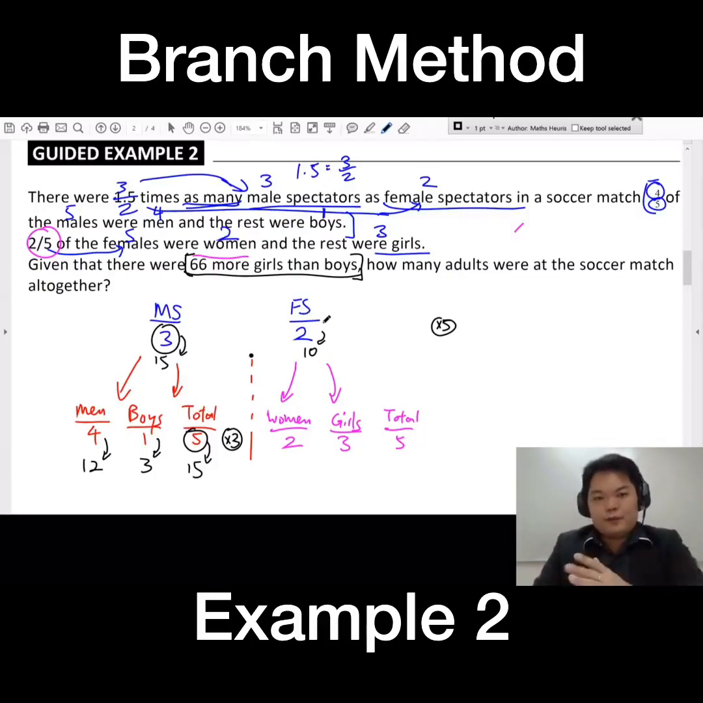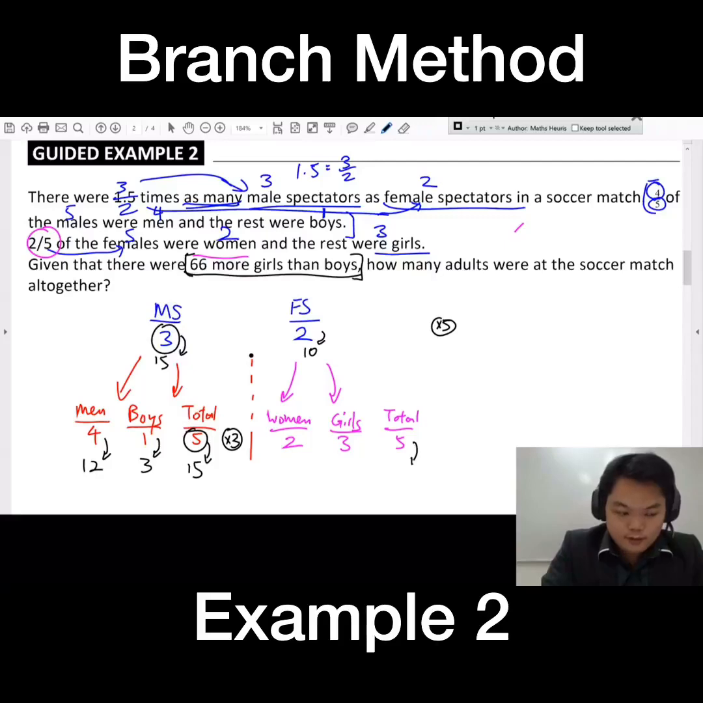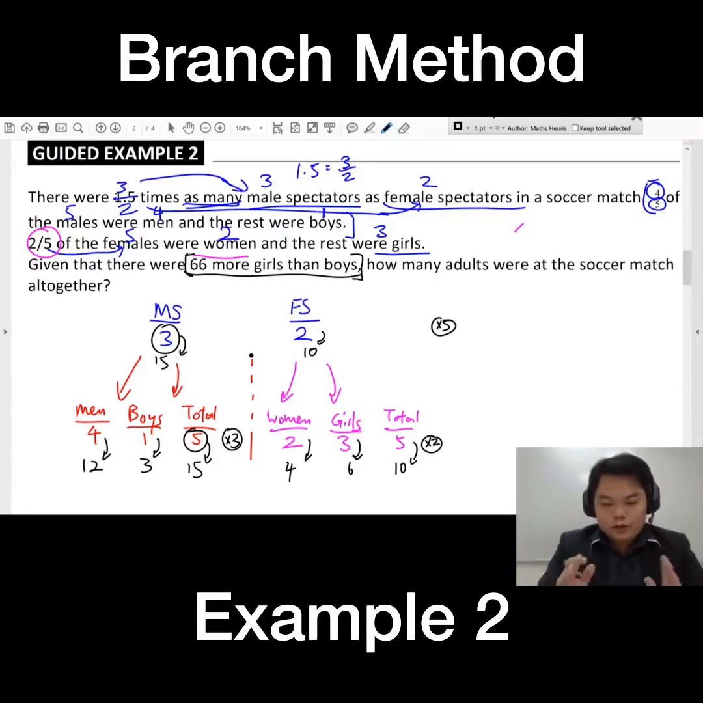Now we look at the female side. Now the females has been cut into 10 black boxes. And we notice here that there's 5. So we want to get this to 10 as well. To do that, I have to multiply this row by 2. So everything now is in the same unit. Once this is the case, we can compare between boys and girls.